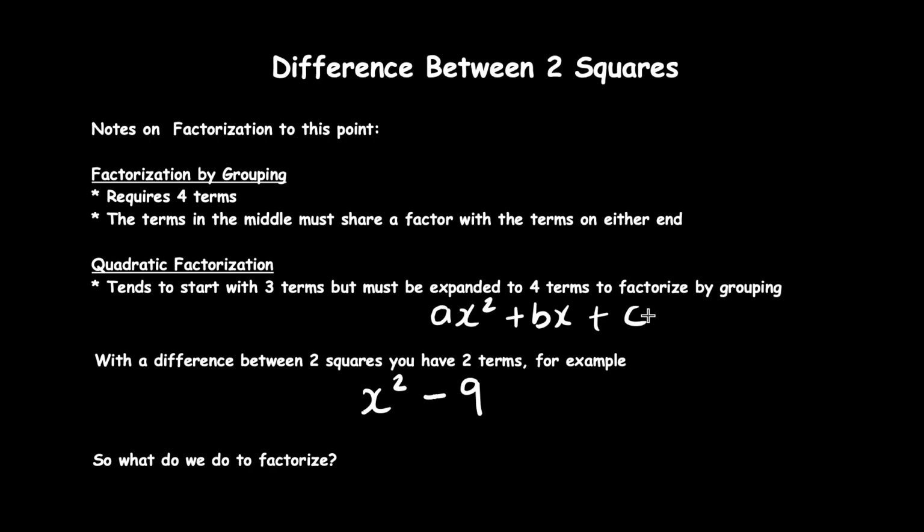But with a difference between two squares, you have two terms, right? And the example we're going to start with is x squared minus 9. And the question again is, if we've been factorizing by grouping, and with quadratic factorization we move from three to four terms, when we start with two terms, as is the case here, what are we doing? So let's take a look at the process.